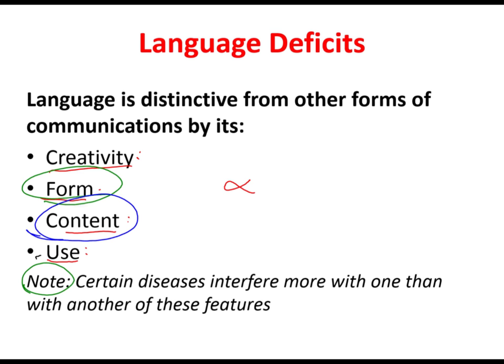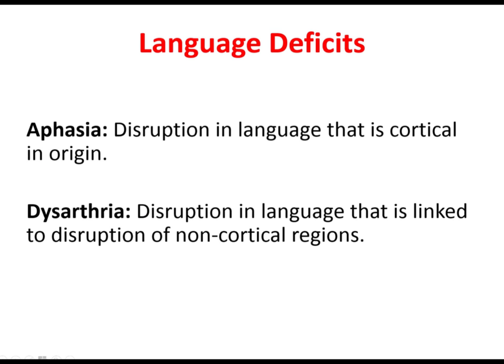And then finally, use can also be affected in aprosodias, and those are damages that we're going to see which occur in the non-dominant hemisphere. And also in schizophrenia, the use can be affected. So we do have these different clinical correlations.